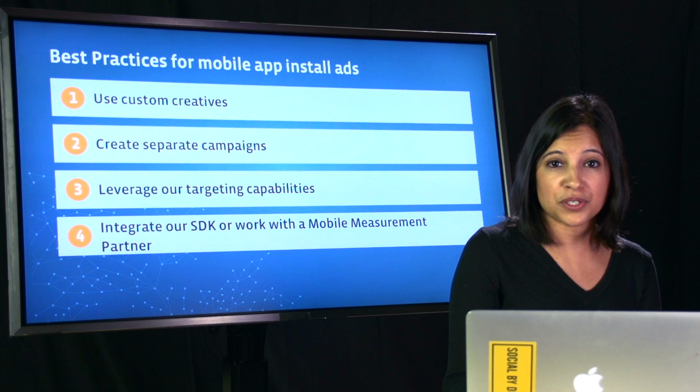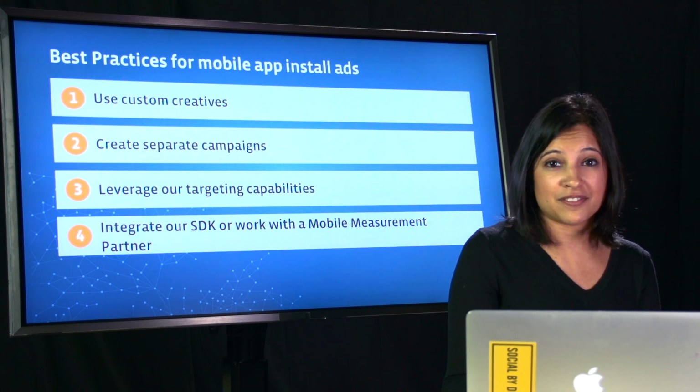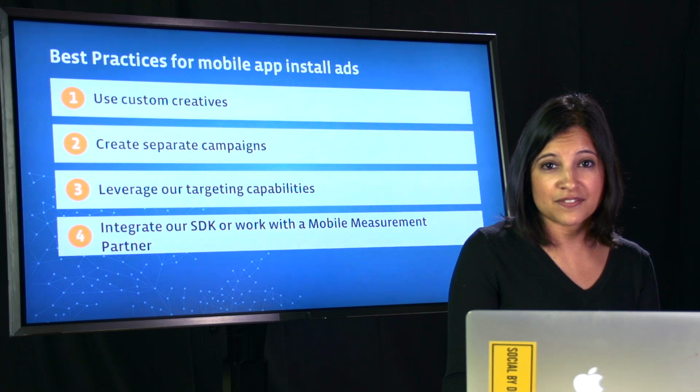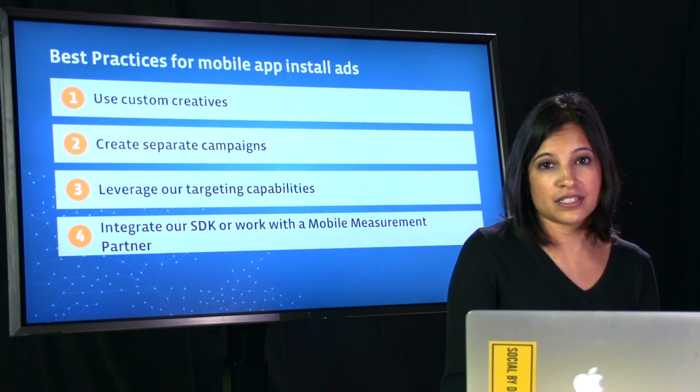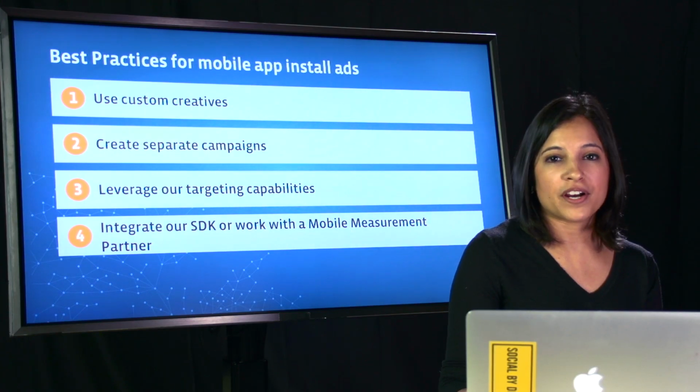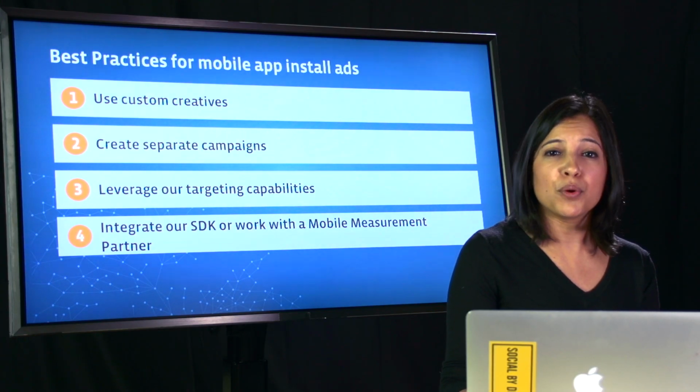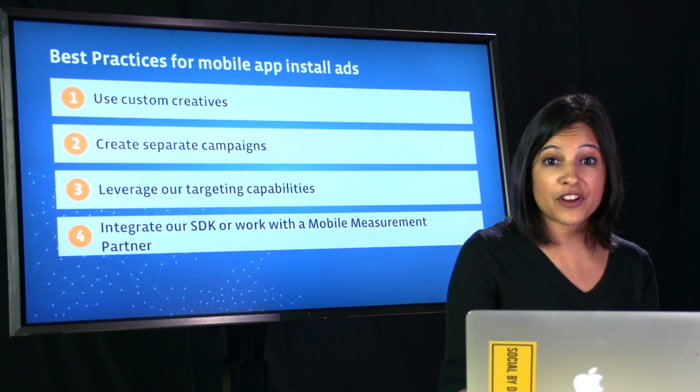We covered a lot, so let's just circle back and go through all the best practices. First, use custom creatives to reach the right audience with the relevant message. Make sure you're testing the creatives and also refreshing them every couple of weeks. Second, create separate campaigns to reach separate audiences. Third, leverage your targeting capabilities. When you're testing, start off broad, and as you understand our advanced capabilities, narrow in on the right audience. And fourth, integrate our SDK or work with a mobile measurement partner to understand the performance of your ads and the performance of your app overall.